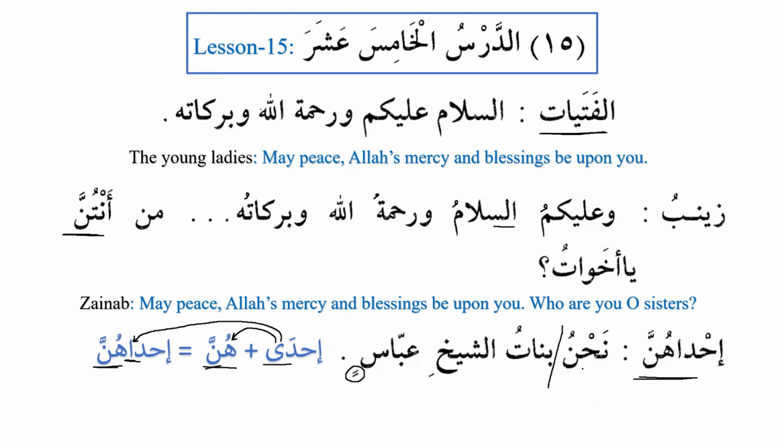We know that nahnu is the subject, and banatu is the predicate, and banatu shaykhi is mudaf ilayh, and it is marfu because it is the predicate, and we know that the predicate is always marfu. And this is also mudaf. So we know that mudaf depends on the situation, like how it is used. So here it is marfu. And ash-shaykhi is majroor because it is mudaf ilayhi. Okay, but why is Abbas majroor? Does anyone have any idea?